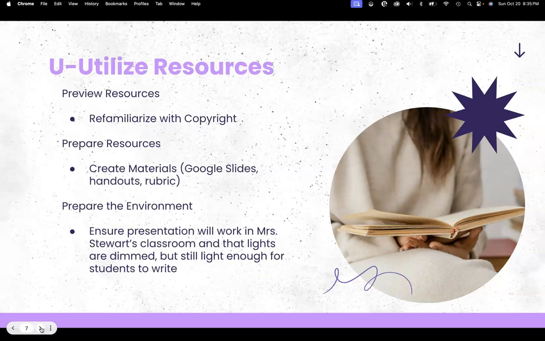To utilize, the U is for utilizing resources. And so one of the things that I needed to do, I needed to preview, which for me was refamiliarize myself with copyright. And I had a hard time distinguishing between copyright and how to cite.